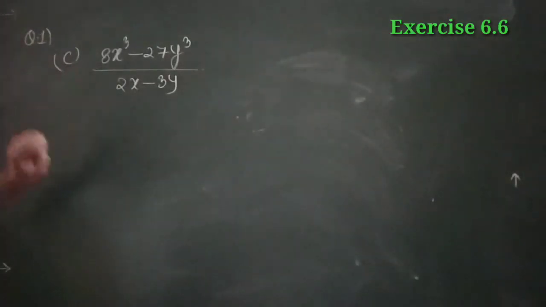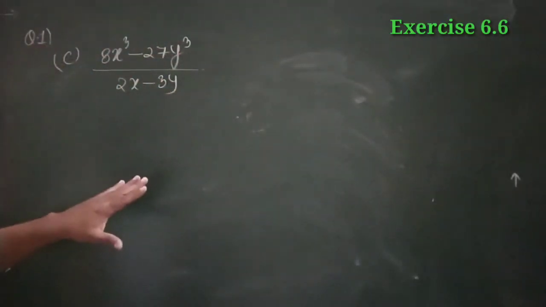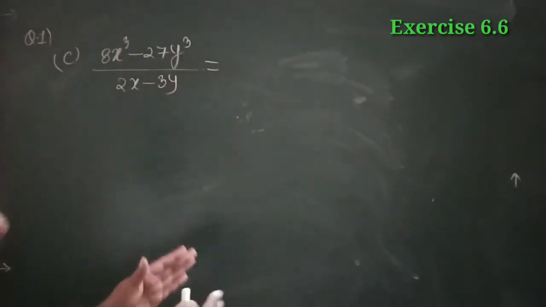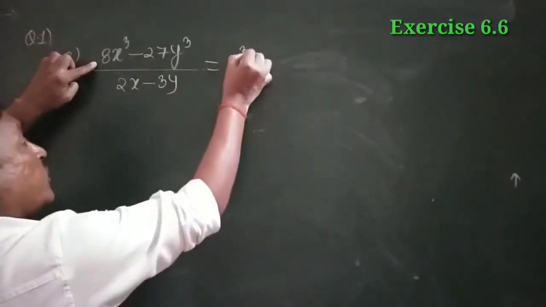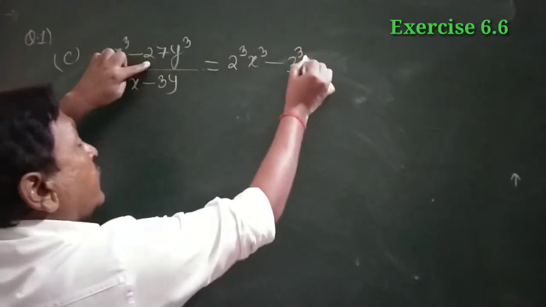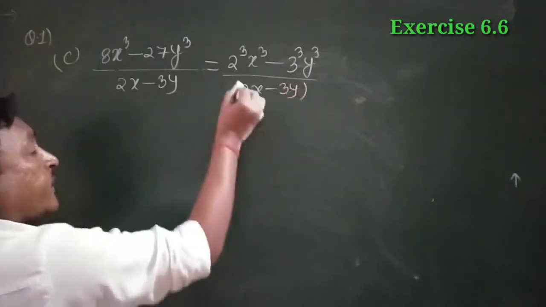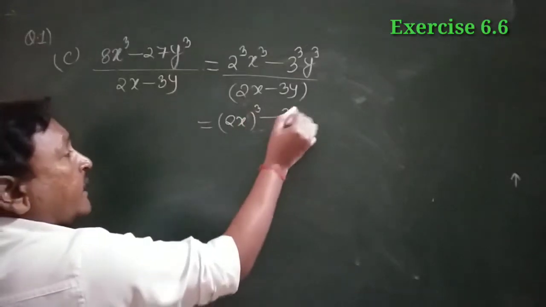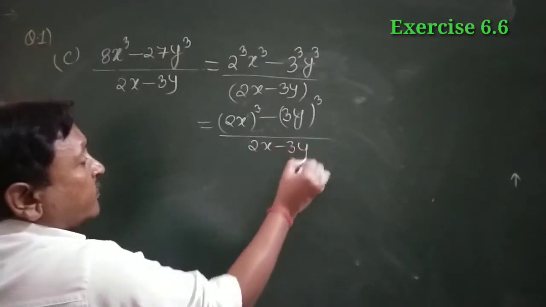Now students, see part C on the board. First of all, we have to convert this numerator into the form a cube minus b cube, just like we did in exercise 6.5. 8 is 2 cube, x cube is already there, and 27 is the cube of 3 with y cube, upon 2x minus 3y. So we can write it as 2x whole cube minus 3y whole cube upon 2x minus 3y.